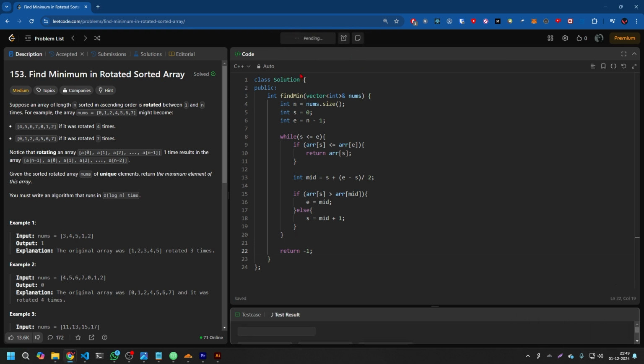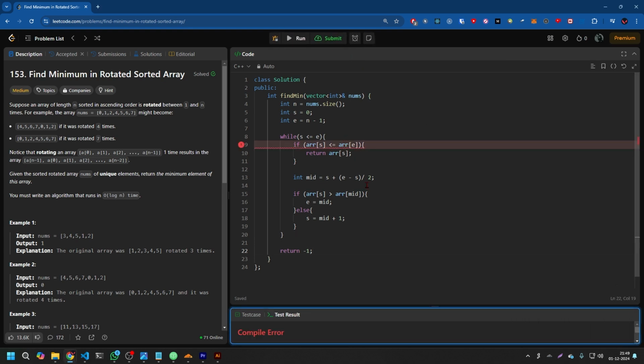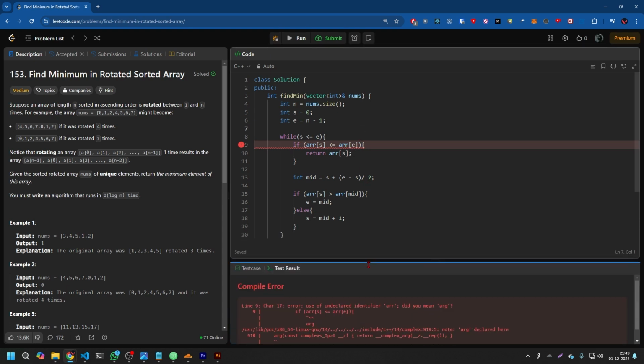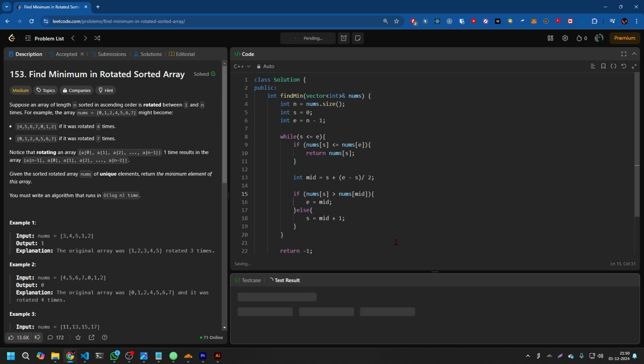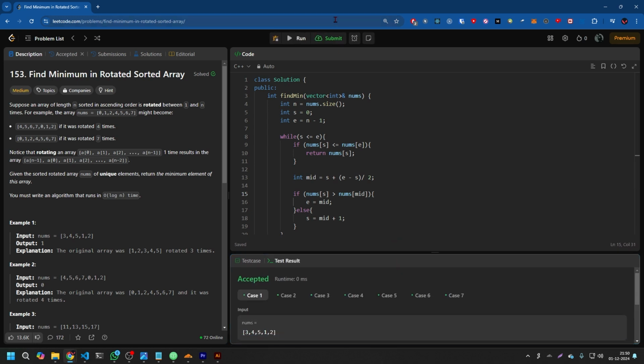So let's just run the code. So it is giving an error. So yeah, array is not defined. It should be nums, nums, nums, nums, and nums. So let's just run this again. Yeah, so it passes all the test cases. Let's just submit.